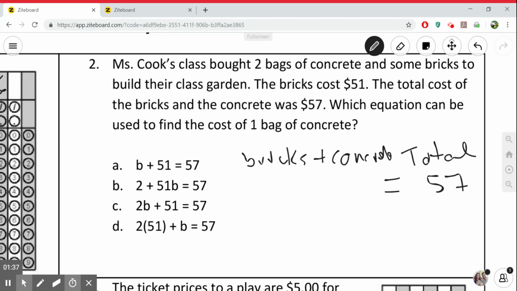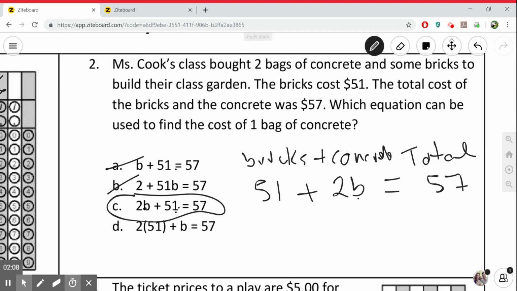And so if we look, it says it's 2 bags of concrete. So we could put 2B for 2 bags of concrete and some bricks. It says the bricks cost $51. So this is $51 for the bricks plus 2 bags of concrete is equal to 57. So over here I look at 51 plus 1 bag of concrete. That's not right. 51 bags of concrete plus 2 bricks. That's not right. Sorry, 2 bags of concrete plus $51 for bricks. And this is the correct answer right here.